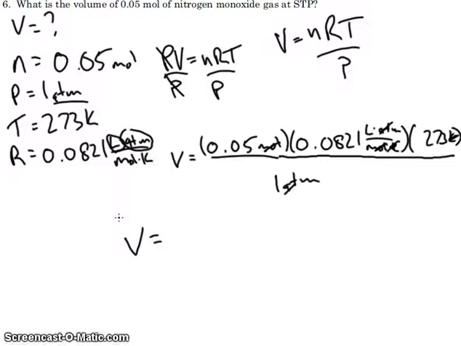So I'm going to multiply this, let's see, 0.05 times 0.0821 times 273, and then I'll divide that by 1, but I don't really have to do that. That gives me a volume of 1.12. My units, like we said, the only one left is liters. So this is your simple, maybe not simple, but your basic, uncomplicated, just your standard ideal gas law problem. The only tricky part here is knowing STP is 273 Kelvin and 1 atmosphere pressure.